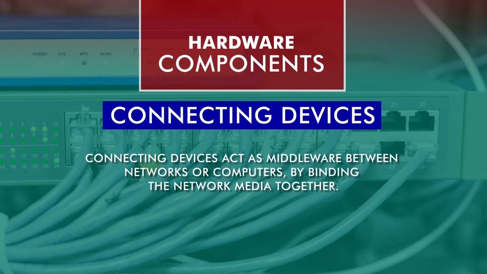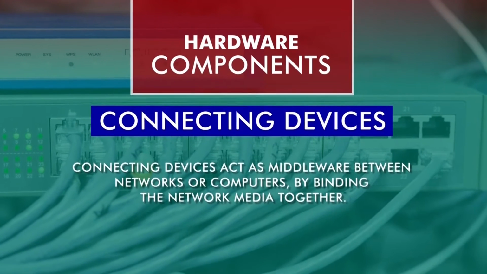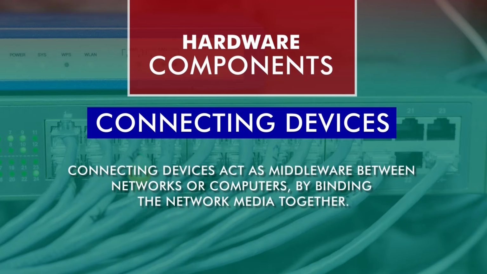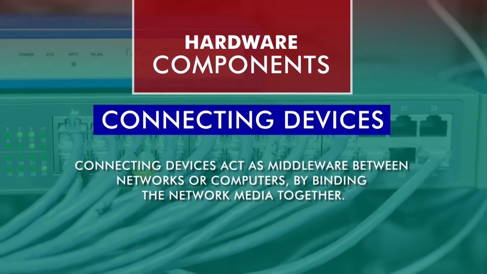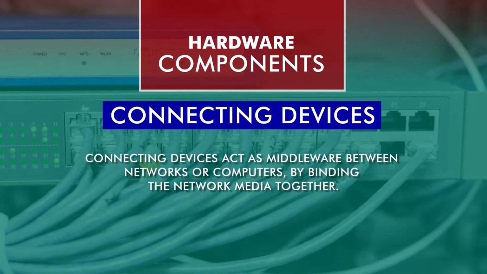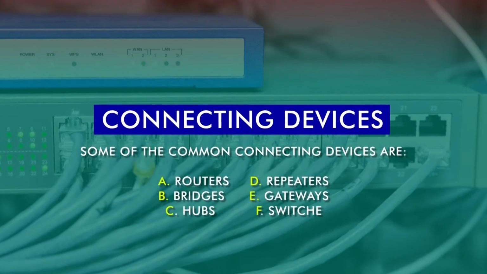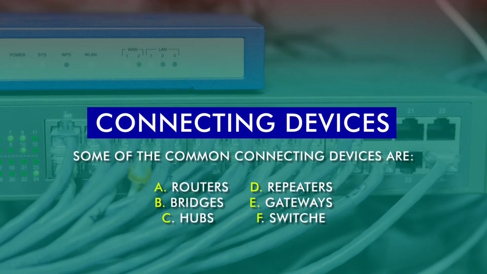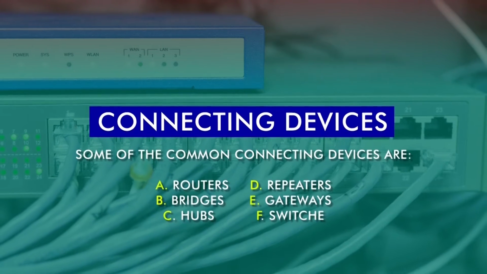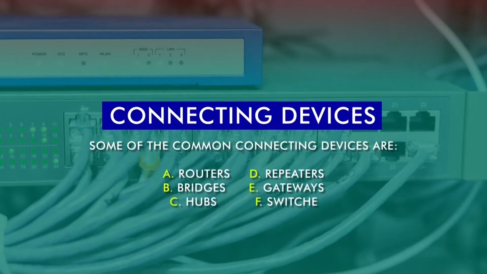The other physical component in a network is the connecting devices. Connecting devices act as a middleware between the networks or computers by binding the network media together. Some of the common connecting devices are routers, bridges, hubs, repeaters, gateways, switches. Each and every component we have discussed here as a connecting device has its own functionality.